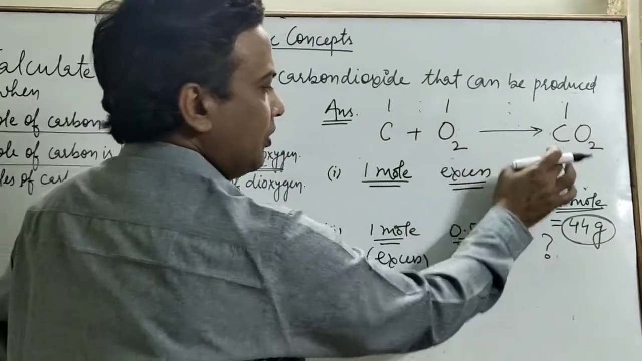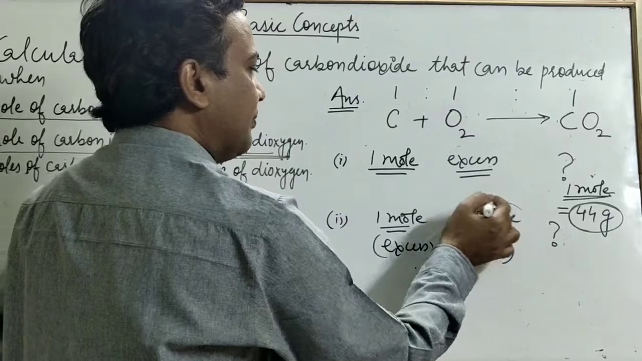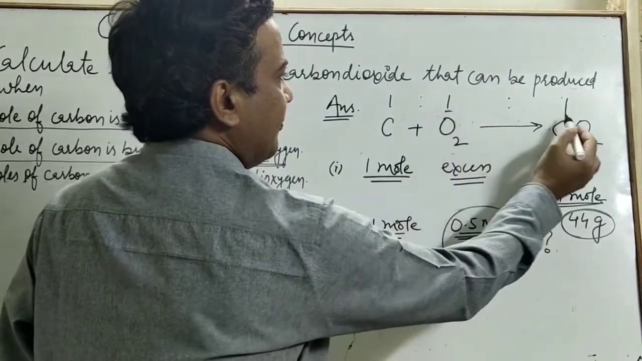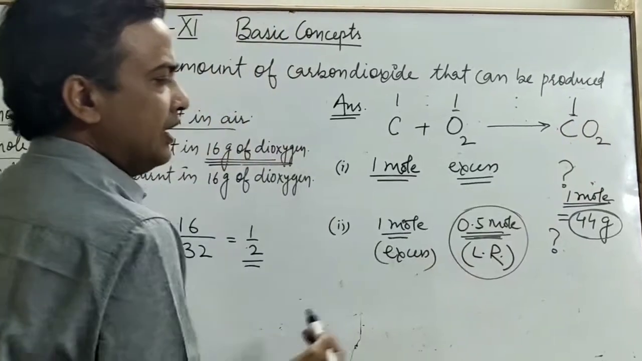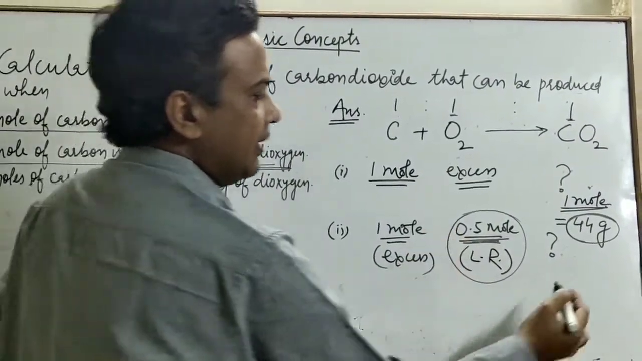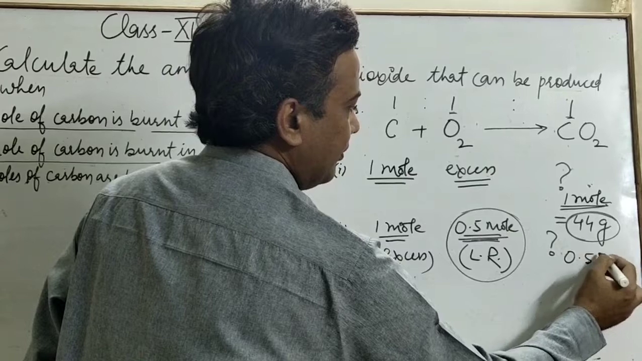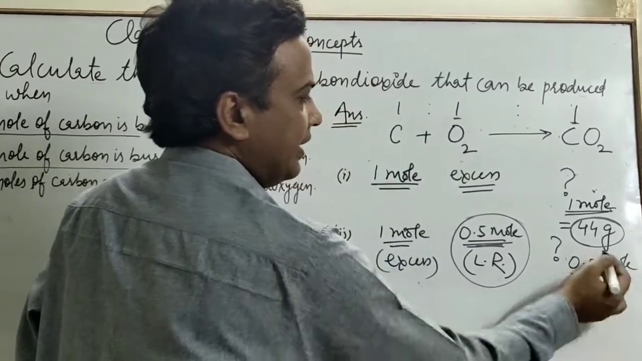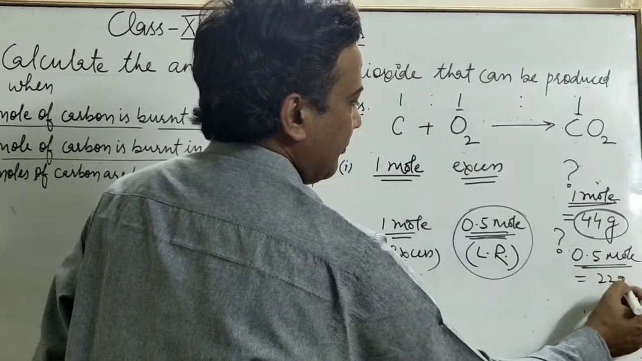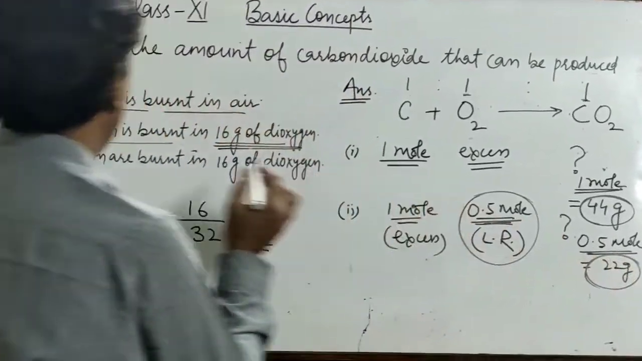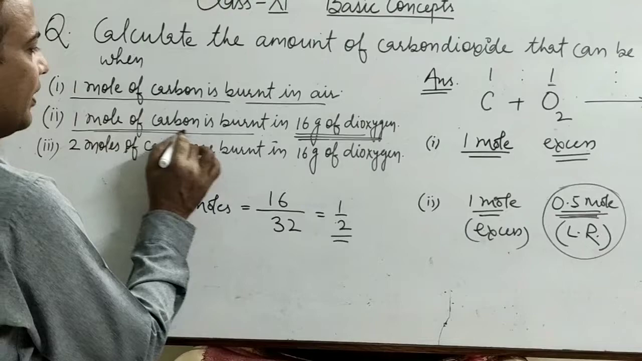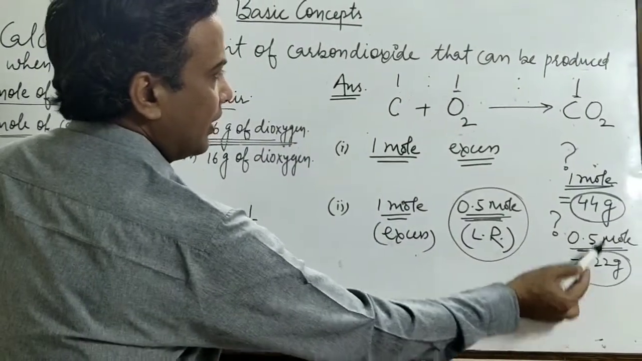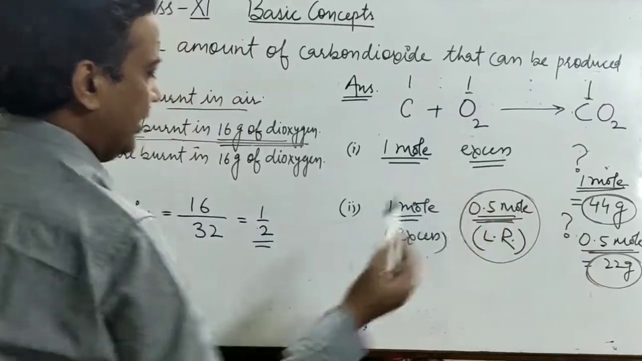But what would be the amount of CO2 formed? It is decided from limiting reagent. If 1 mole of O2 is reacting, it gives 1 mole of CO2. If 0.5 mole of O2 is reacting, it will give you 0.5 mole of carbon dioxide. It means 22 gram. So what would be the answer of second part? When 1 mole of carbon is burnt in 16 gram of dioxygen, we get 22 gram of carbon dioxide.